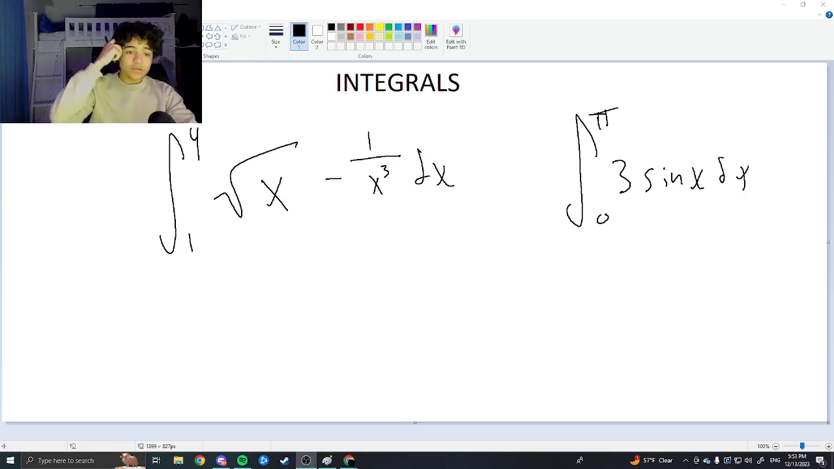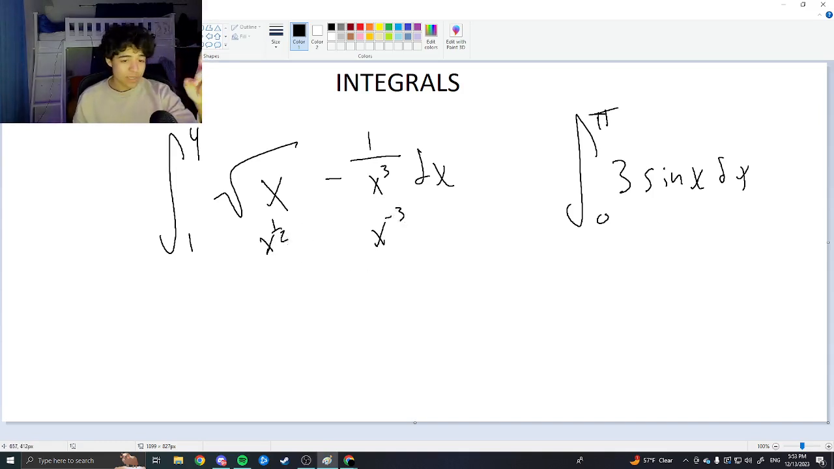Go ahead, pause it, try it out, try to figure it out. All right, let's go. So our first one, we have to integrate this, but how do you integrate a square root? The same way you derive a square root, you turn it into an exponent instead of a square root. So we have x to the 1/2 over here, right? And this 1 over x to the 3rd, we could write it as x to the -3, right? And then we integrate it like usual.